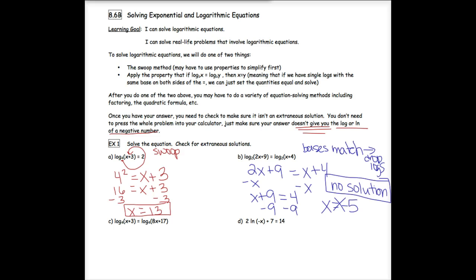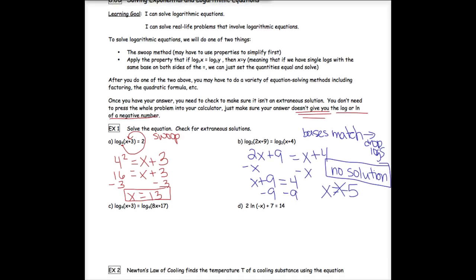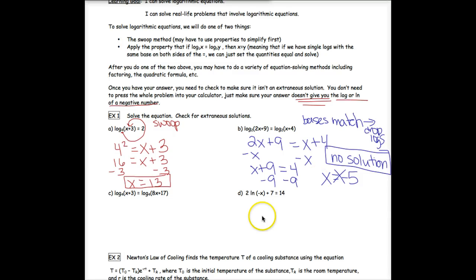All right, I would like for you to try C and pause it for a second while you try that. Shouldn't take you too long, and then unpause so you can check your answer and see if you got it right.